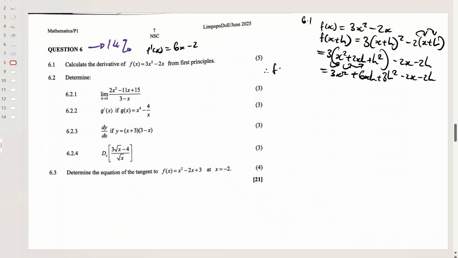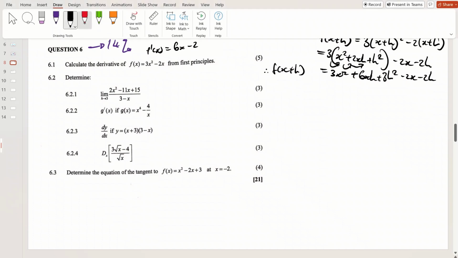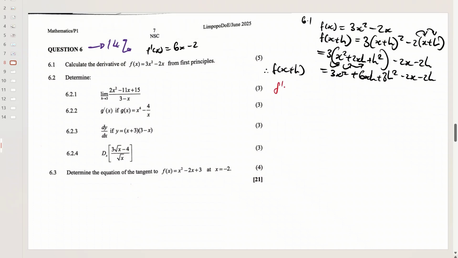This tells you now you have f at x plus h. Write down the first principle form. f prime of x is equal to the limit as h approaches 0 of f at x plus h minus f of x, everything divided by h, which you cannot see.